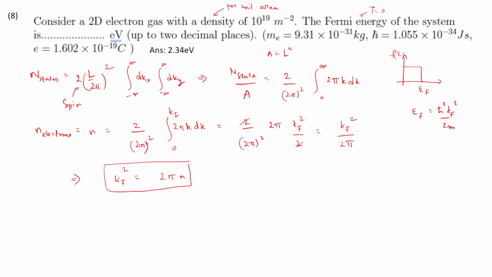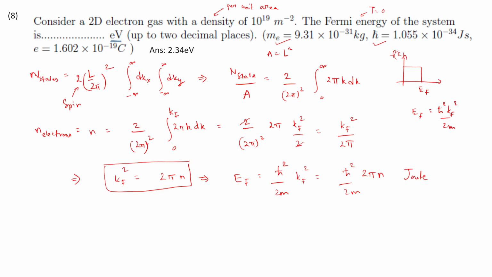Okay, we know that the Fermi energy is equal to h bar square by 2m into kf square. So for kf square you just substitute: h bar square by 2m into 2 pi n. You have been given n, you have been given h bar, and the value of m you also know. So this will give you energy in joules.